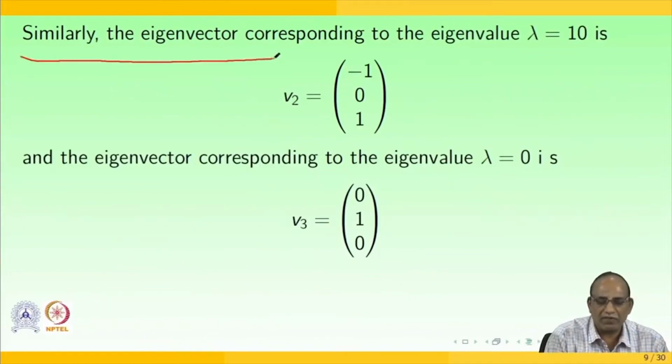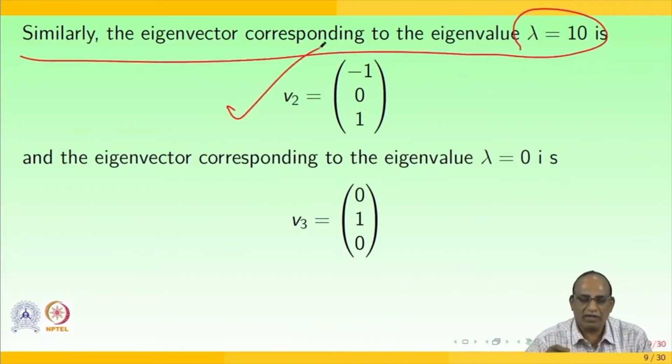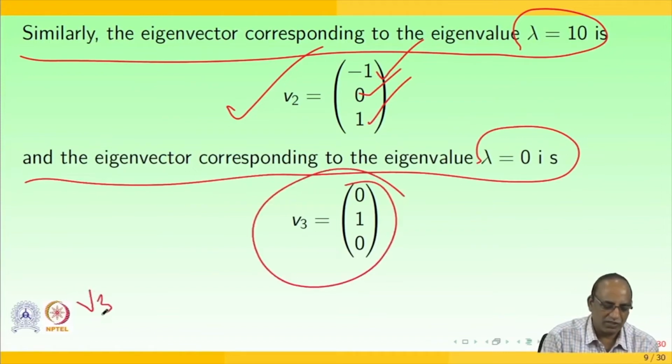Similarly, the eigenvector corresponding to the eigenvalue lambda equal to 10 is v2 equal to minus 1, 0, 1, and the eigenvector corresponding to the eigenvalue lambda equal to 0 is v3 equal to 0, 1, 0.